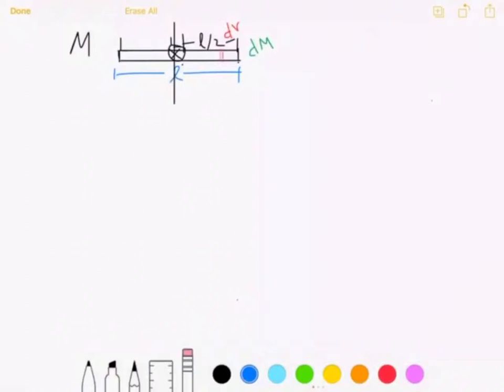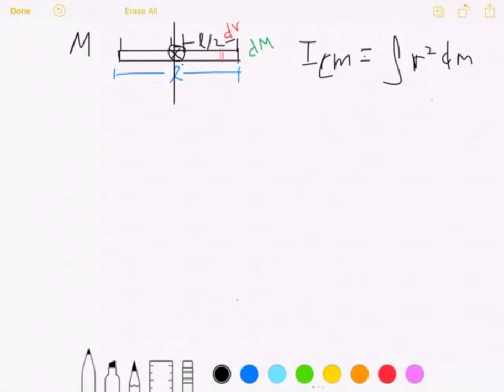So that little strip there represents dm, some really, really infinitesimally small mass and some really, really small radius. So we know that I, the moment of inertia, for any object is equal to the integral of r squared dm. We need dm in terms of dr, so we can take that integral.